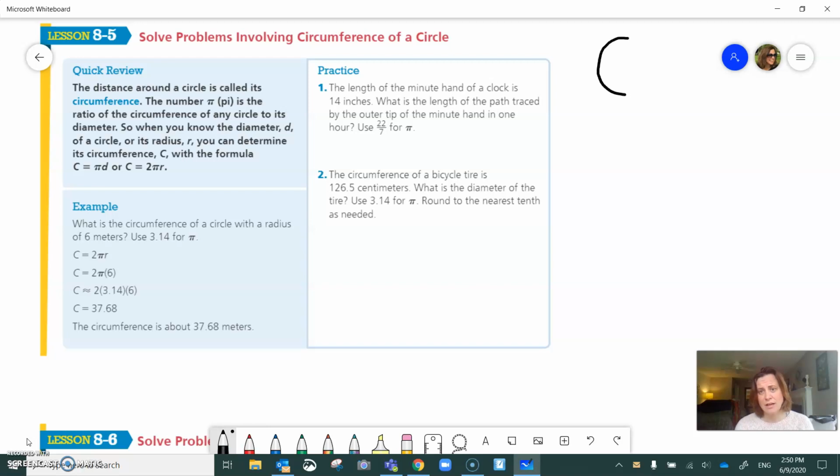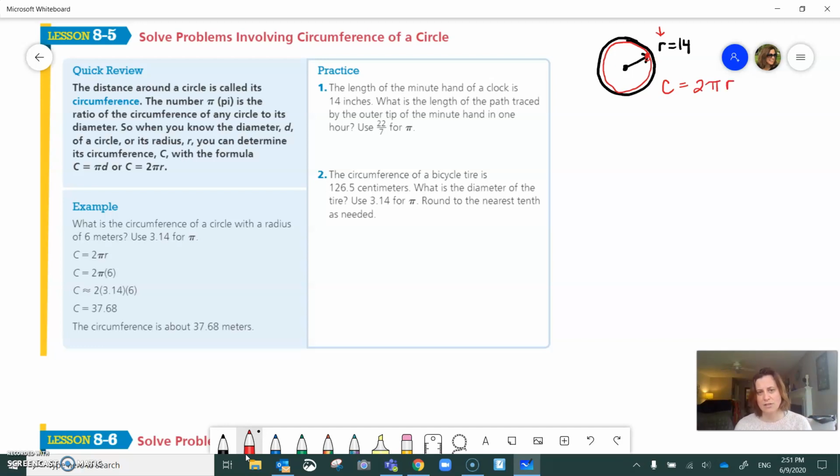If we were to draw a clock, the length of the minute hand would be like the radius of the circle, which is 14 inches. What is the length of the path traced by the outer tip of the minute hand in 1 hour? So this minute hand will go like this, whoops, in an hour. So that's the circumference, the distance around. And the formula for circumference when you're given the radius is 2 times pi times r.